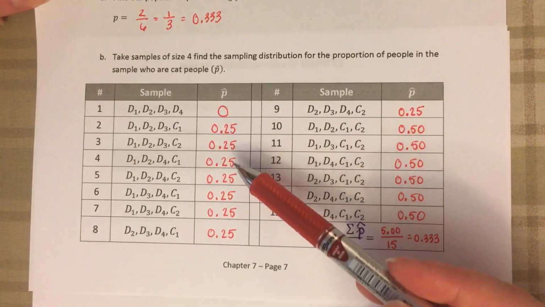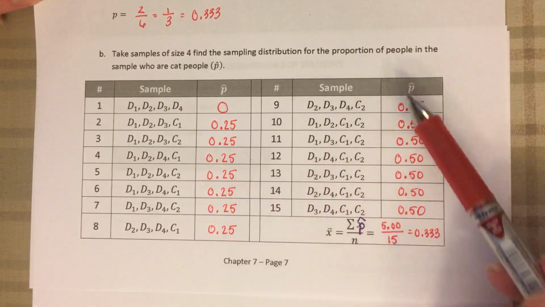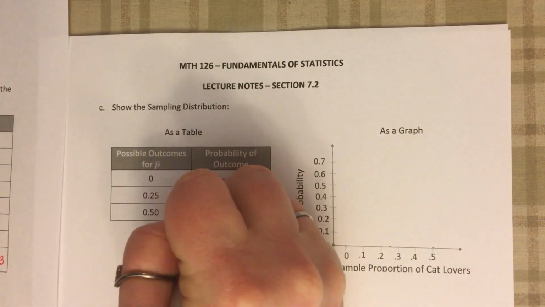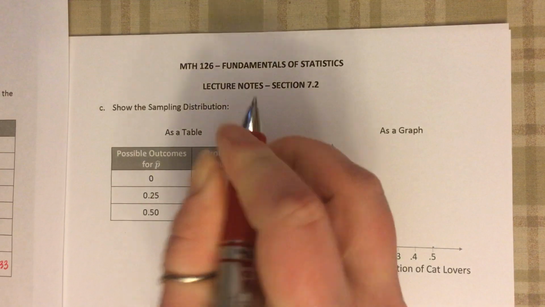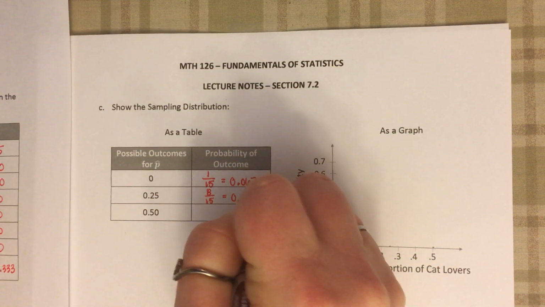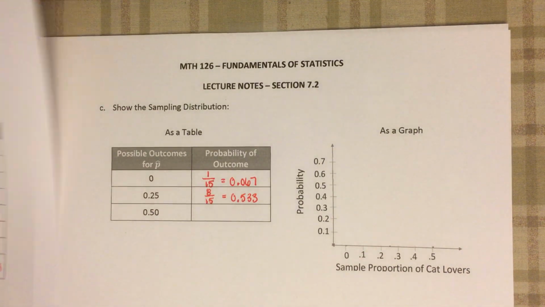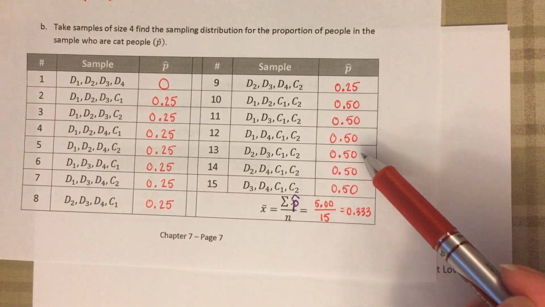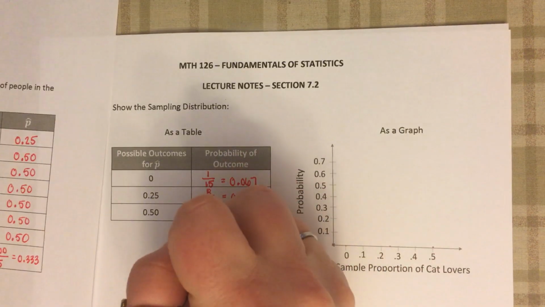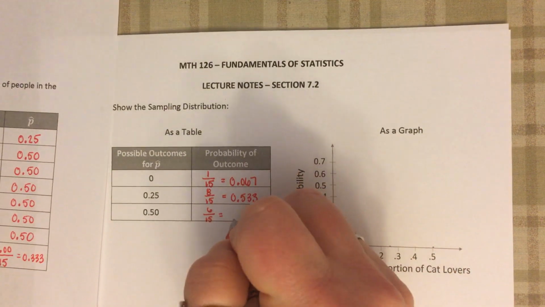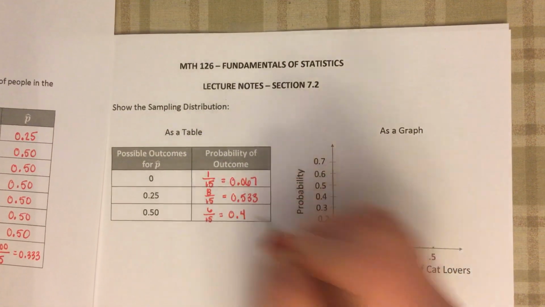So we have 1, 2, 3, 4, 5, 6, 7, 8. So 8 out of 15 is going to give us 0.533 if we change that to a decimal. And then we're going to look at our 0.5. Well, we have 1, 2, 3, 4, 5, 6. 6 out of 15. If we change it to a decimal, it gives us 0.4.